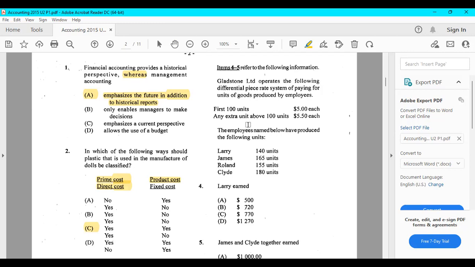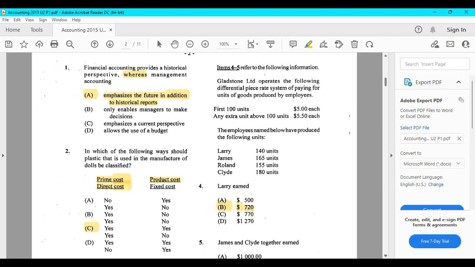What we're going to do is look at how much Larry produced. So Larry produced 140 units. So the first 100 units that Larry produced is going to be $5 each. 5 times 100 is 500, right? But then Larry went ahead and produced 40 more units in excess of 100. So any extra above 100 units is charged at $5.50 each. So those 40 excess units, multiply by $5.50, and you're supposed to get what? $220. So add the 500 plus the 220, and we get $720 for Larry's earnings.